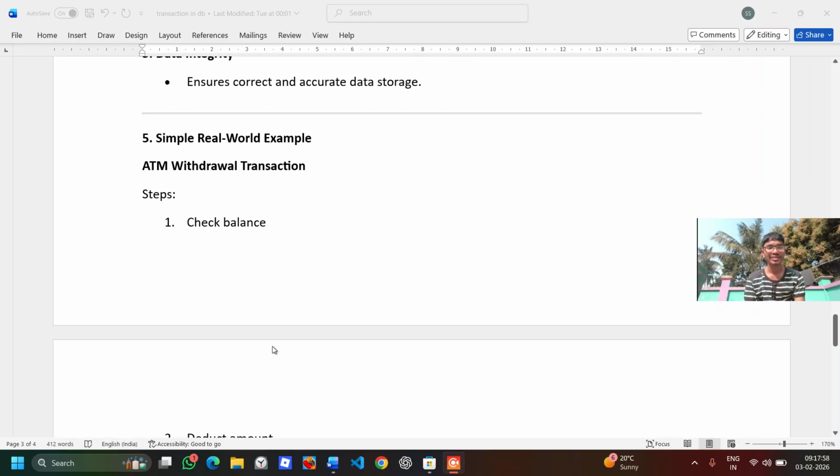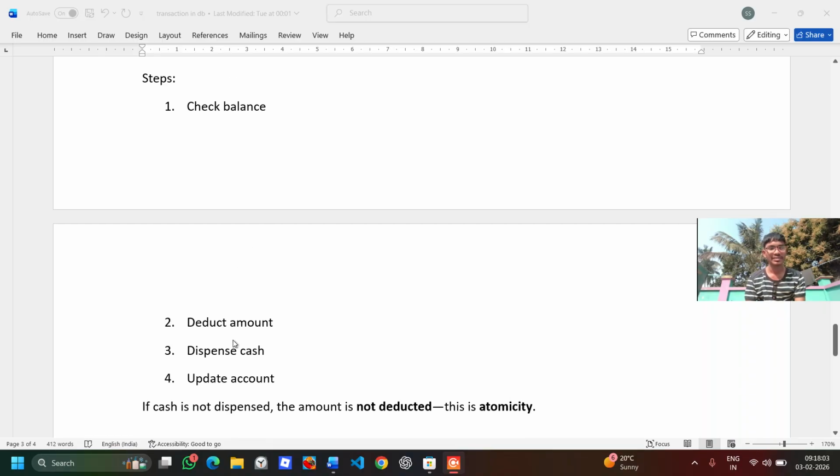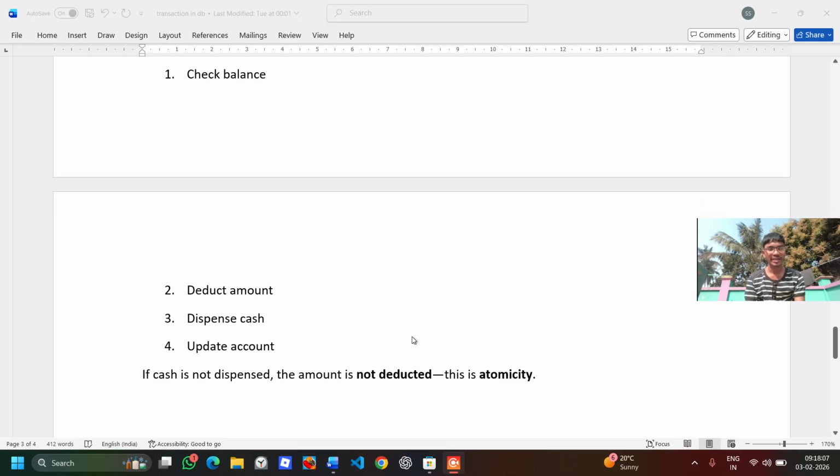Next, what is a real life example? We can consider the ATM example: check balance, deduct amount, dispense cash, update account. If the cash is not dispensed, the amount is not deducted.